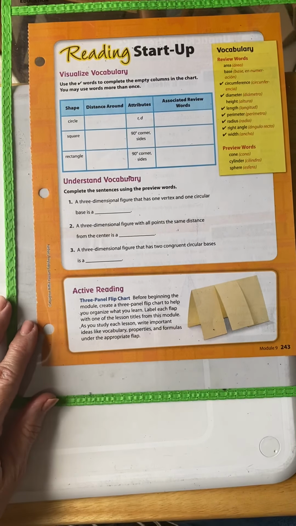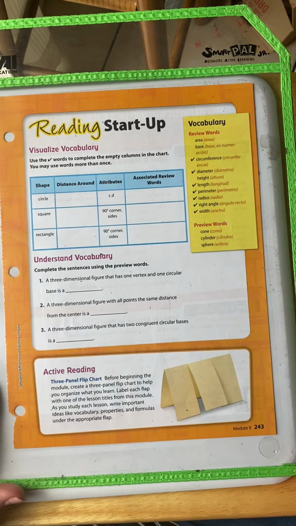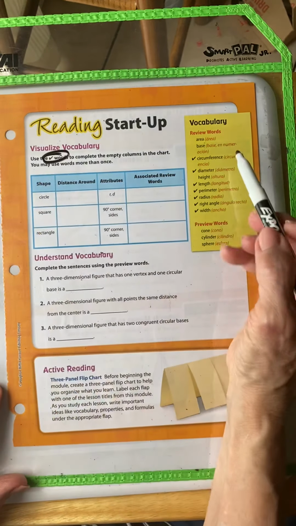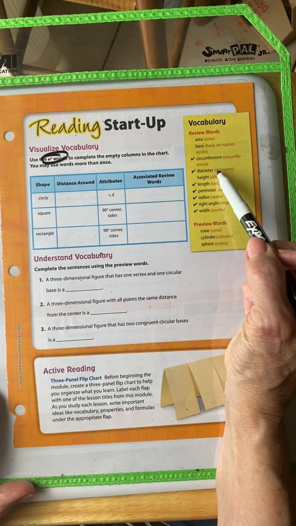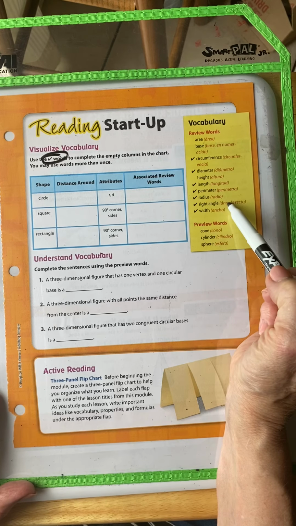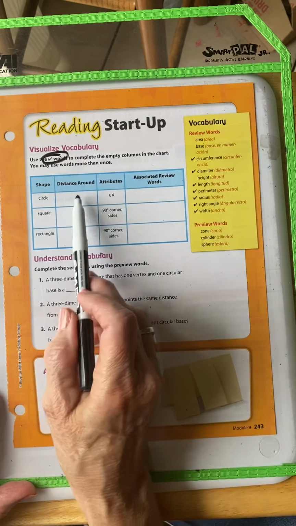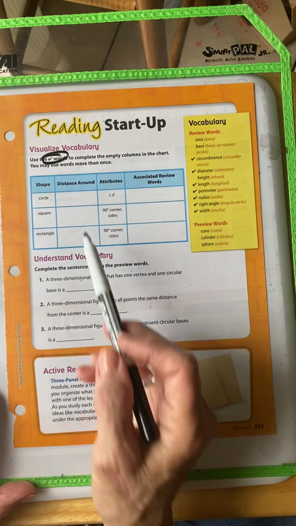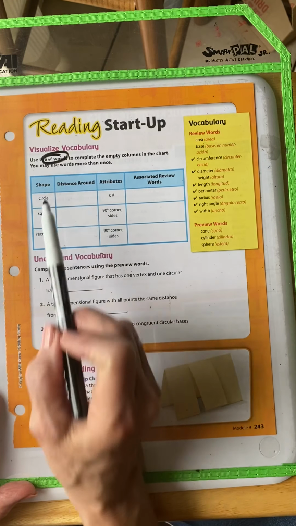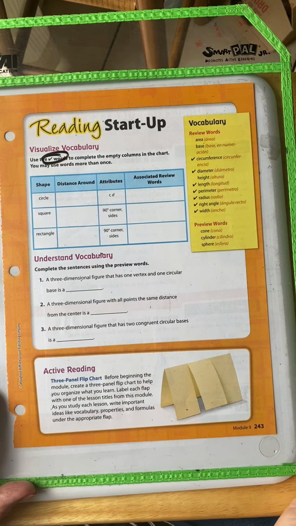All right, my friends. Okay, moving on to reading startup. Here we go. We know what to do. Use the check mark words. Let's look at them. Circumference, diameter, length, perimeter, radius, right angle, and width. So the first column, what is the distance around a circle called? You will determine what it is. You should know, you learned it in 7th grade.